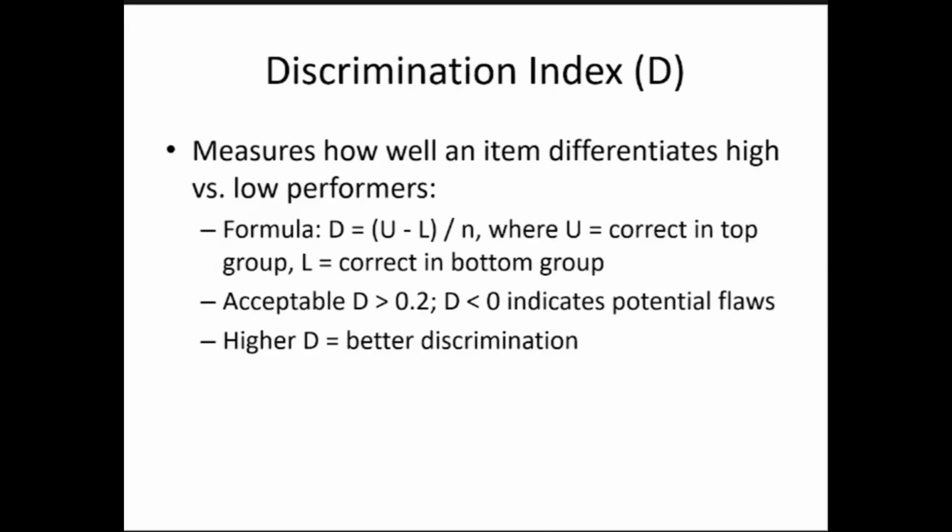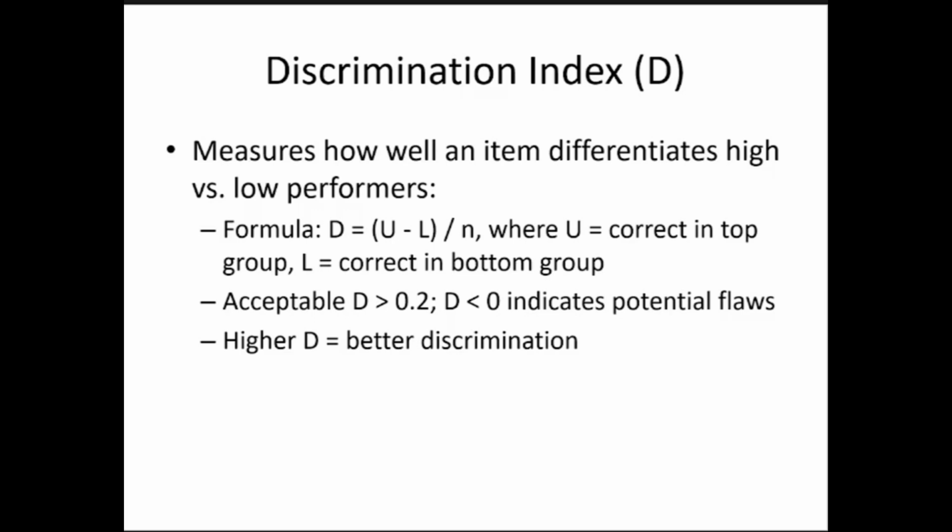Now the next is discrimination index. Discrimination index shows how well an item differentiates between high and low performers. The formula is given here, where U is the number correct in the top group and L the number correct in the bottom group. The top and bottom groups mean that 27% of the high achievers and 27% of the low performers are taken, and then their values are inserted into this formula.